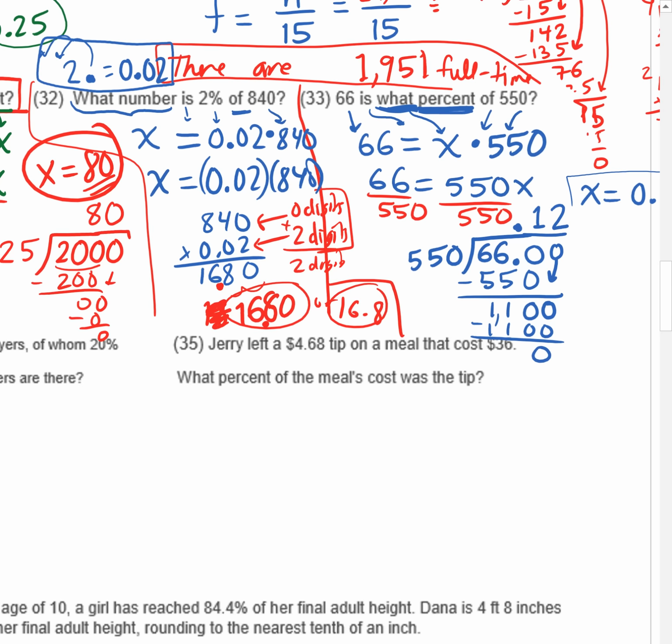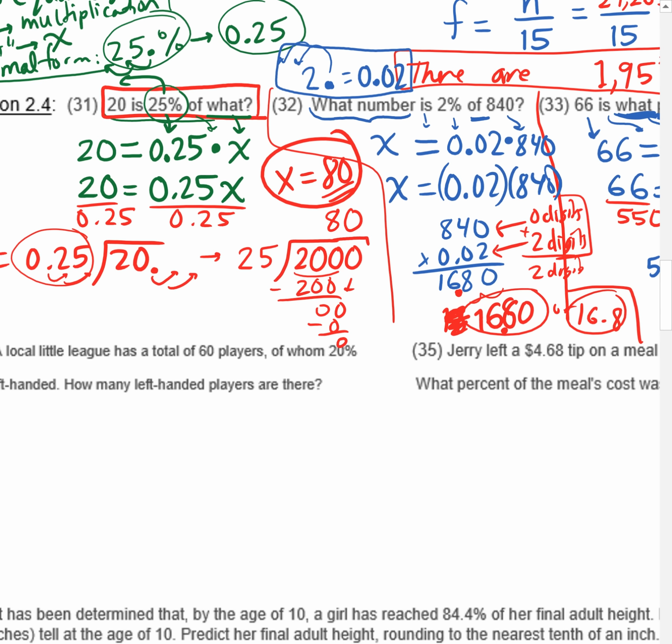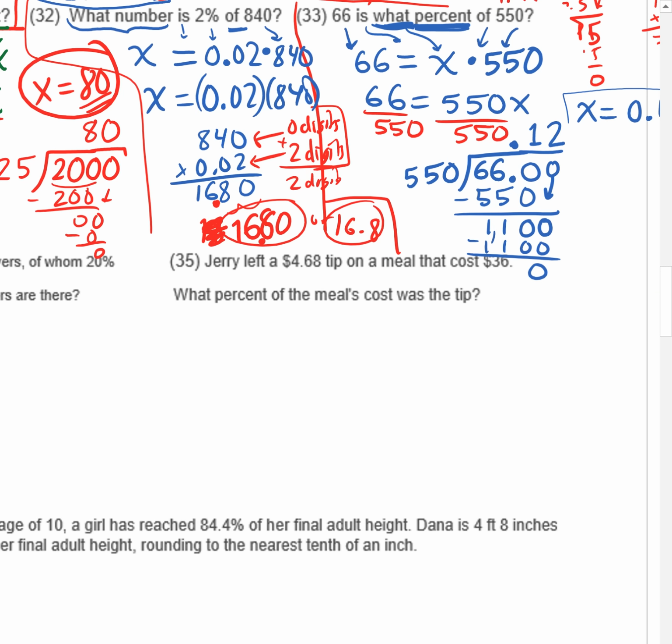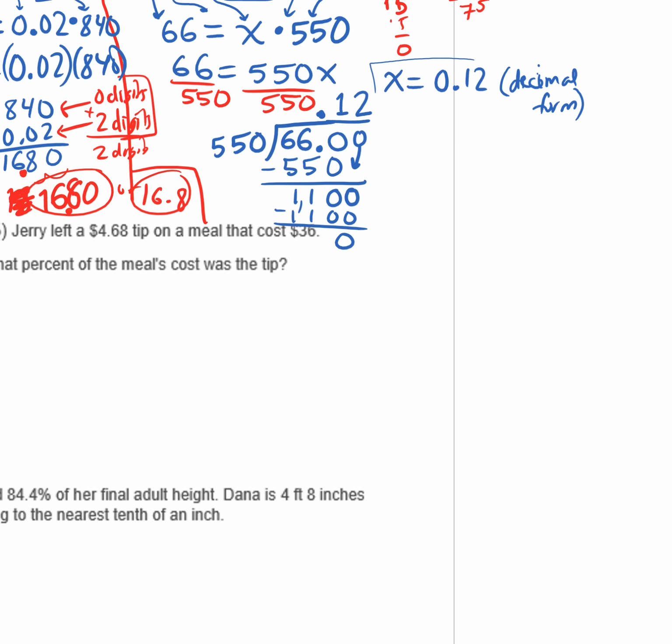So remember earlier in a previous problem we said, like if you're starting with 25%, to change it to decimal form, you move the decimal to the left twice. But now we're going backwards. We have the decimal form. That means someone moved the decimal to the left twice. We need to do the opposite and move it to the right twice. So it becomes 12%.